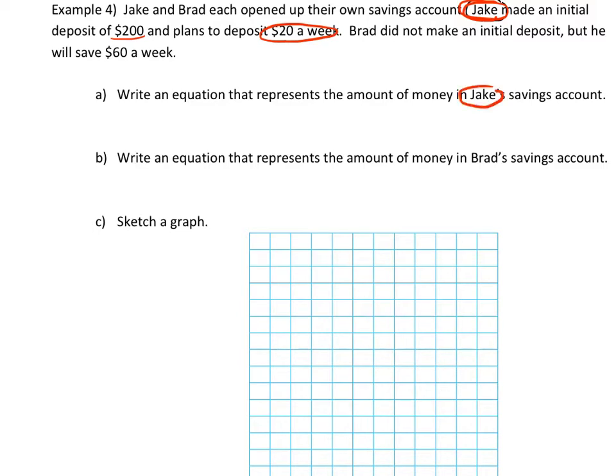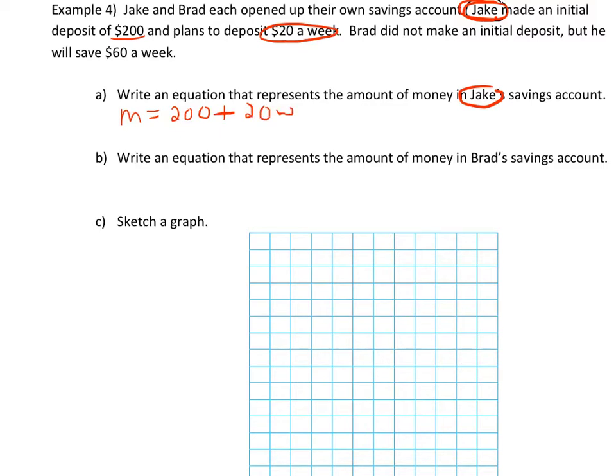Jake's equation, and I'm going to use some different letters instead of X and Y because it's a word problem here. So I'm going to say the money that he has is equal to the $200 that he put in right away plus the $20 he puts in every week.